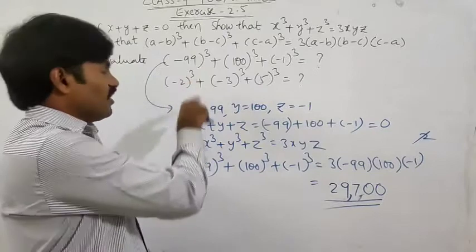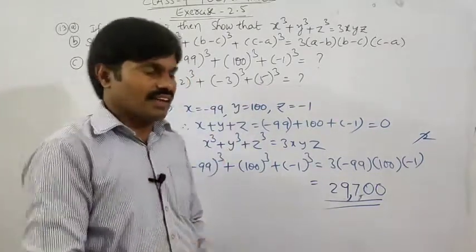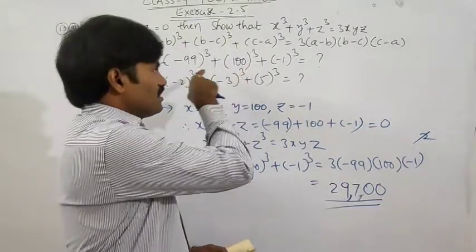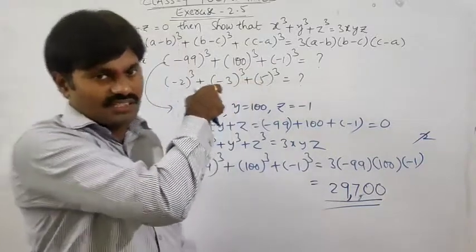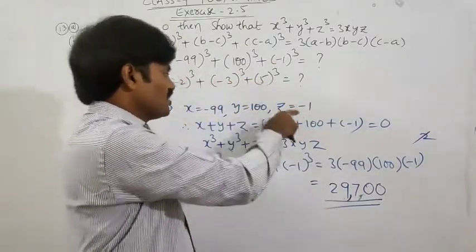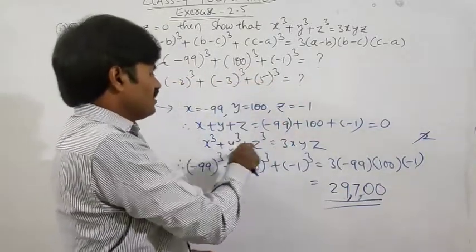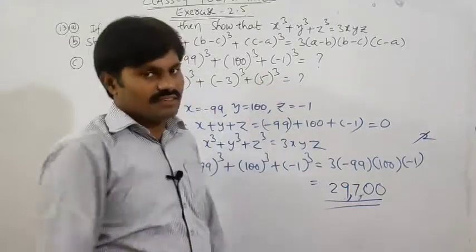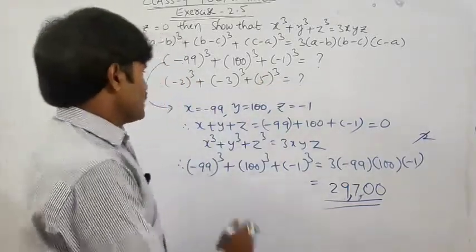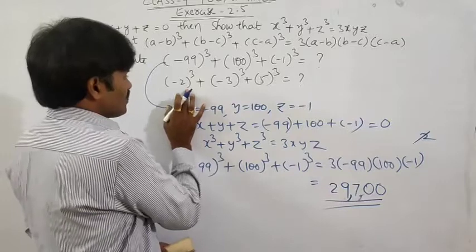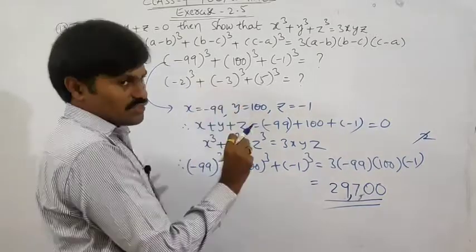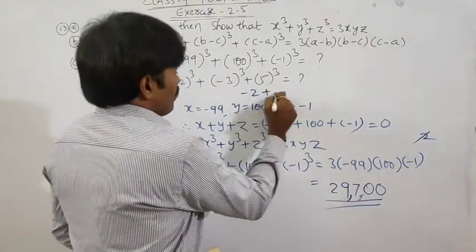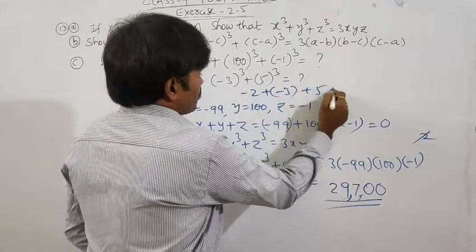29,700 is the answer. See, simple or not? So instead of finding 99 into 99 into 99, if you observe the bases of the given numerical expression and the sum is 0, simply it is 3 into the product of those bases. Okay, clear. Similarly, the third one is also the same. Minus 2 plus minus 3 is how much? Minus 5. Minus 5 plus 5 is how much? 0.